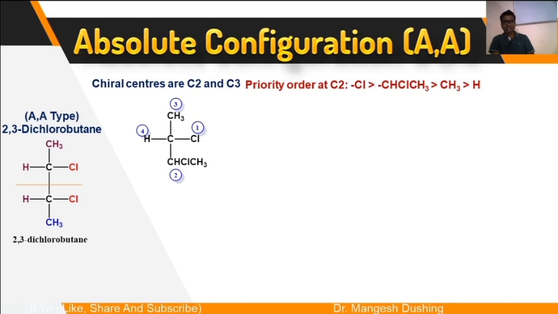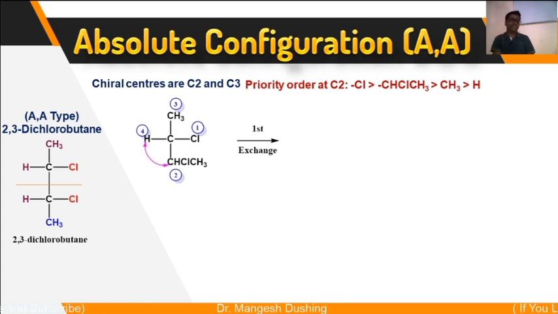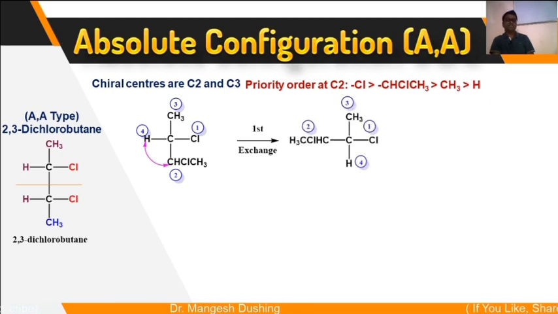Now to find out the absolute configuration, you have to do 2 interchanges, 2 exchanges. That is a must. First interchange: you have to make the fourth priority group at the bottom. At the bottom there is the second priority group, so you have to exchange between the fourth priority group and the second priority group. So you will get this compound. You have to keep the position of first and third as it is. Just exchange between 2 and 4. The reason is that you have to bring the fourth priority group to the bottom.